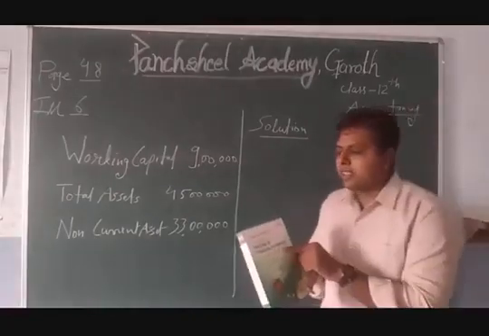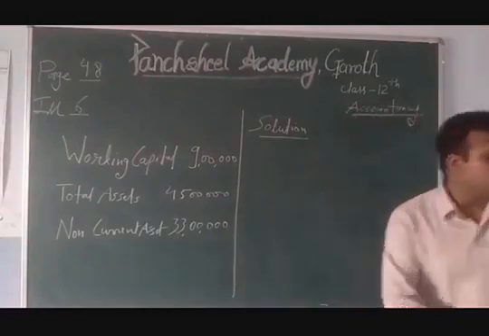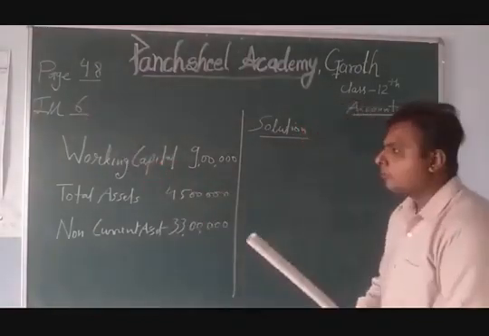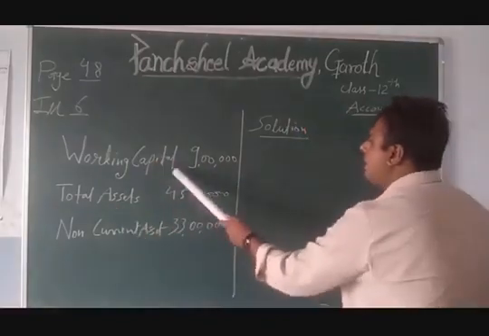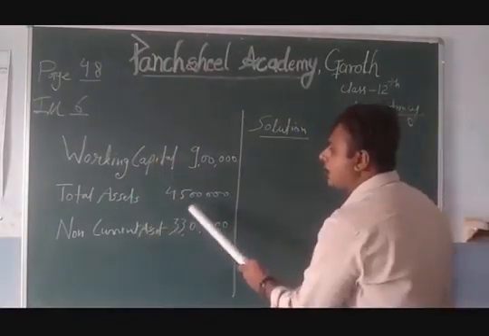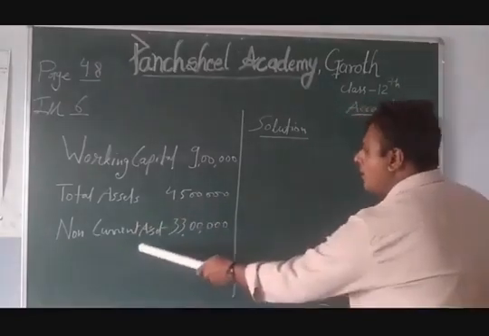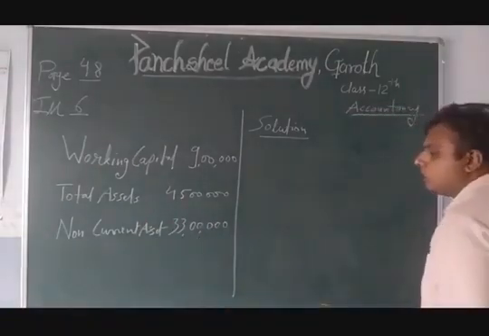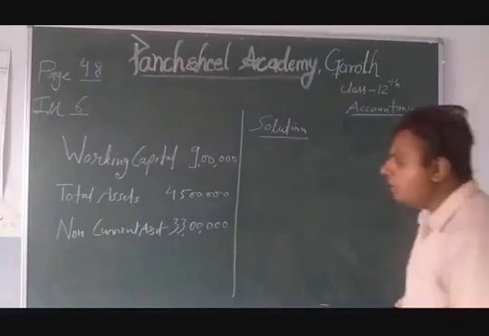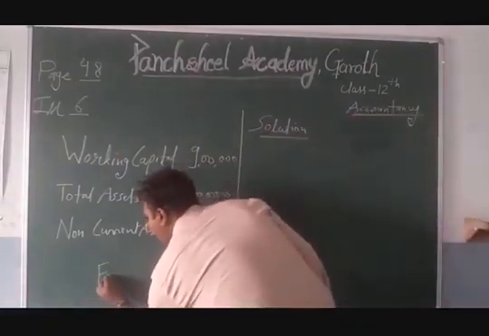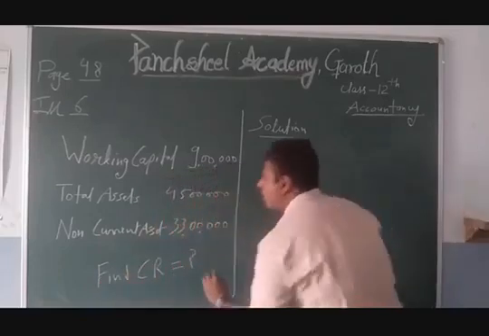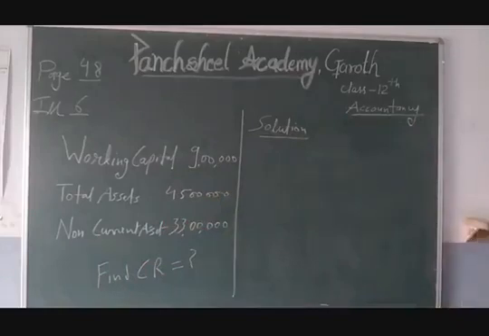We are following financial statement and we are solving the problem of accounting ratio. Here is illustration number 6 on the board. Here working capital is given 9 lakh, total assets are given 45 lakh, non-current assets is given 33 lakh. And the question asks us to find current ratio. Now, how will you find current ratio?